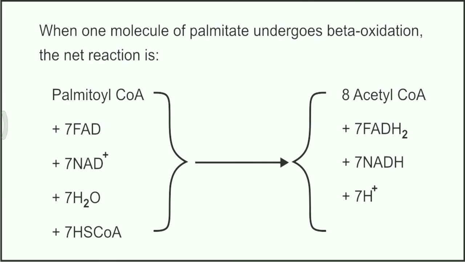So when 1 molecule of palmitic acid undergoes beta oxidation, the net reaction is palmitoyl CoA, 7 FAD, 7 NAD plus, 7 H2O water molecules and 7 CoA SH molecules, making 8 molecules of acetyl CoA, 7 FADH2, 7 NADH and 7 H plus. So that is the total summary of the beta oxidation.